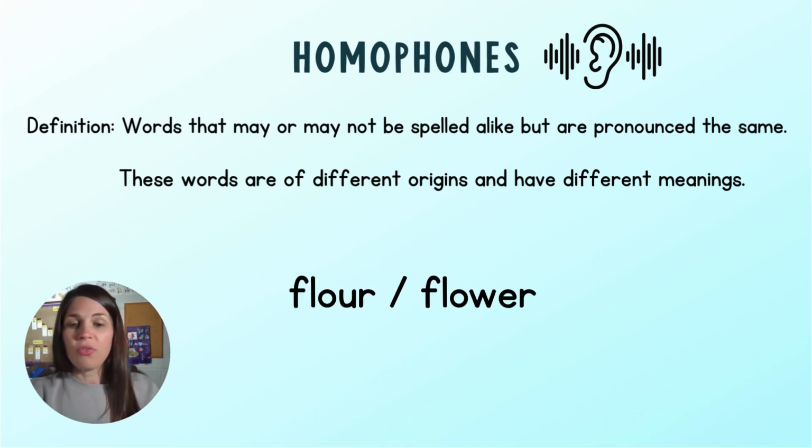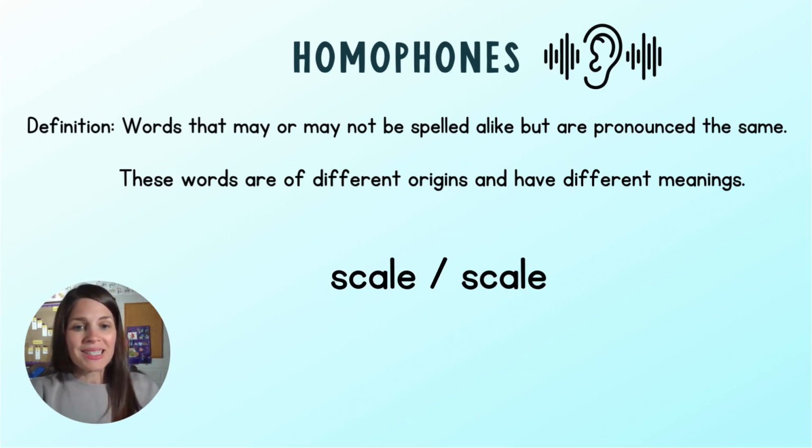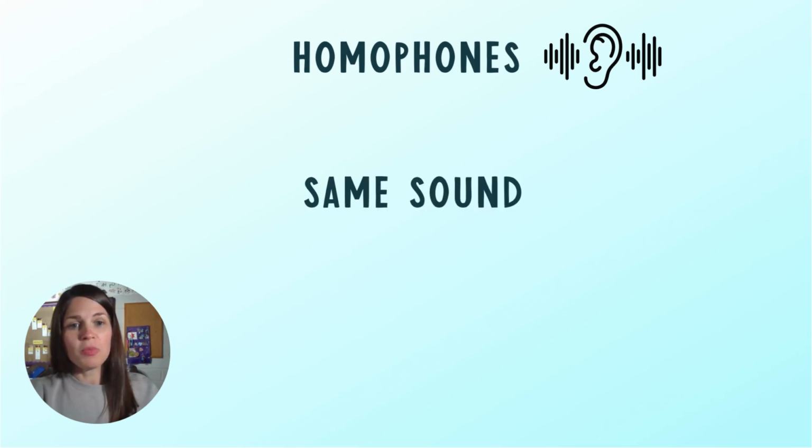Another example would be flour and flour, like the flour you cook with and the flour you can smell. Meat and meat. Another one is scale and scale. Now, these words sound alike, they're also spelled alike, right? But they have different meanings. One scale is the scale like on a fish, and the other scale is a measurement scale. So just remember homophones, same sound.